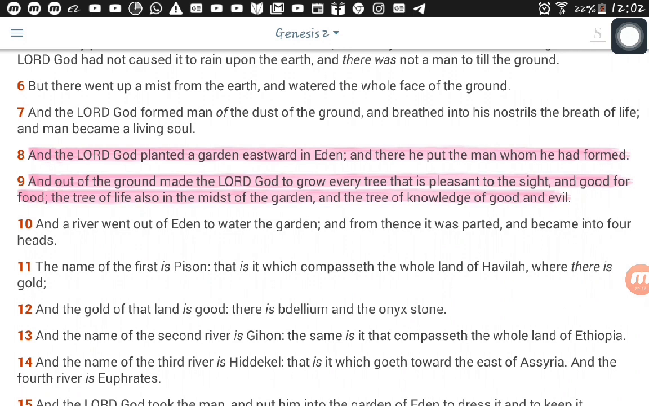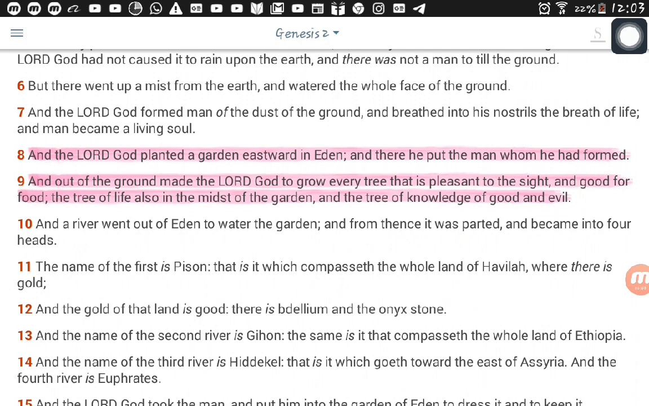The next category of tree is a tree that was called the tree of life. So let's read the entire verse 9 and see. And out of the ground made the Lord God to grow every tree that is pleasant to the sight and good for food, and the tree of life also in the midst of the garden.